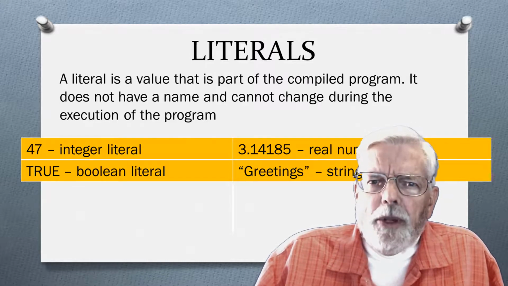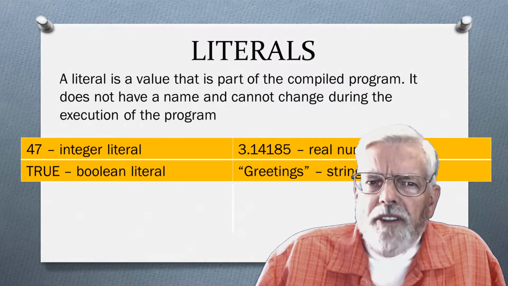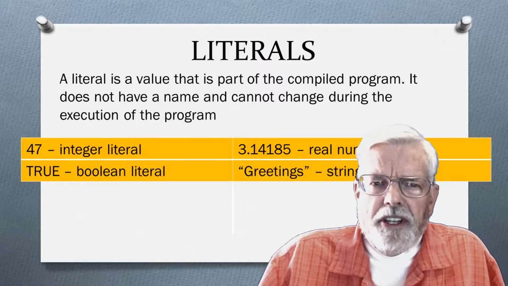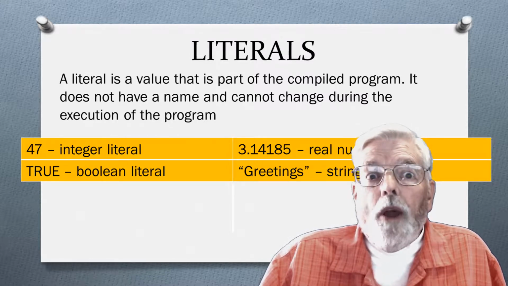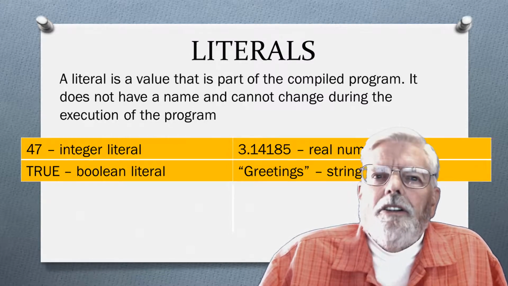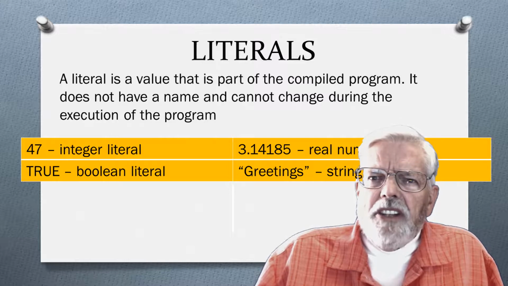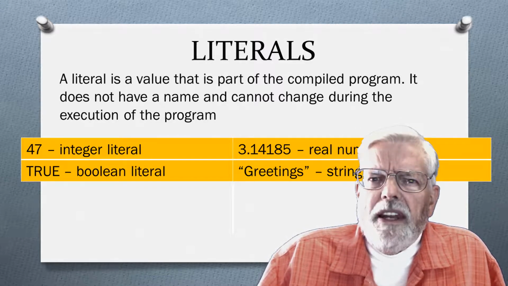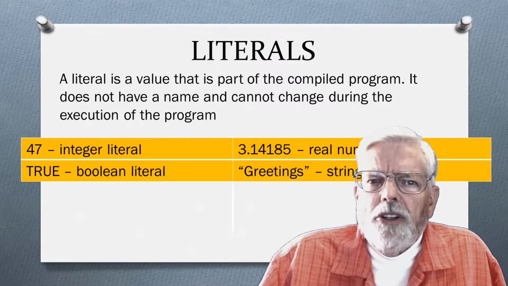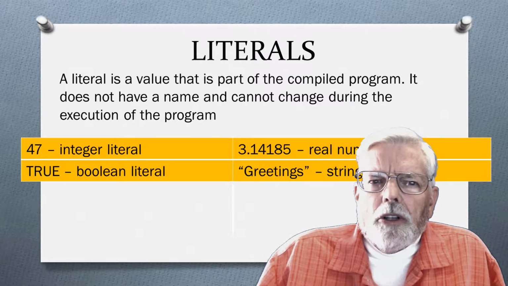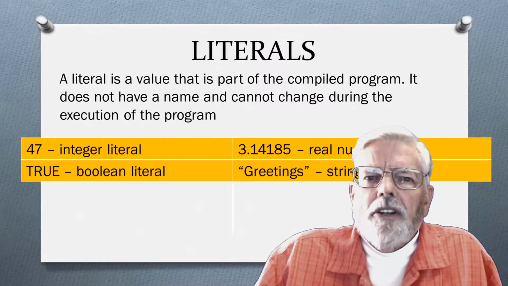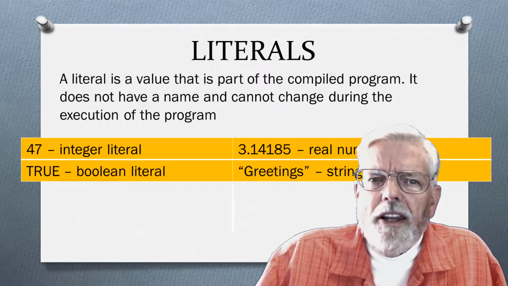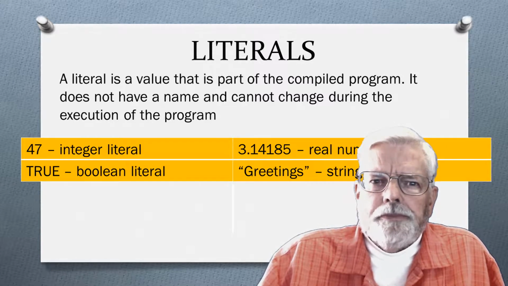Here are some examples of literals. 47 is an integer literal with no decimal point or digits past the decimal. 3.14185 is a real number because it has digits past the decimal. True: Boolean literals can either be true or false. "Greetings" is a string literal. It is enclosed entirely within double quotes.